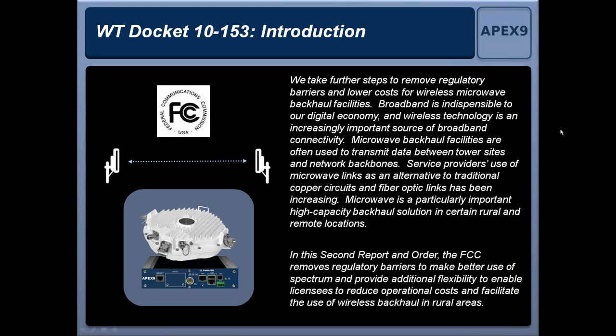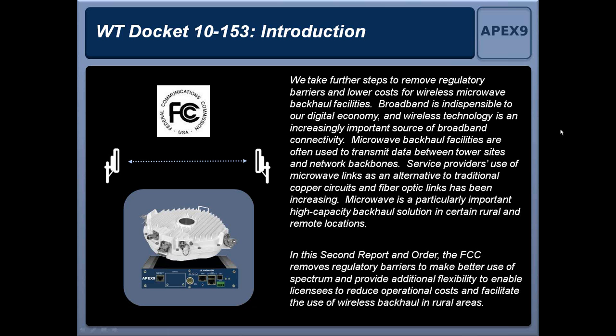So this addresses specifically microwave backhaul, which is technology used to transmit data between perhaps tower sites and to network backbones. More and more, people are using microwave as an alternative to traditional copper and fiber optic links, especially in rural areas or areas that are hard to reach, perhaps the other side of a train track, across right-of-way issues. Microwave is becoming more and more of an accepted and popular solution for the market.